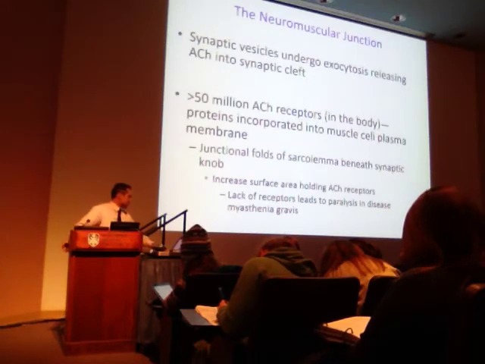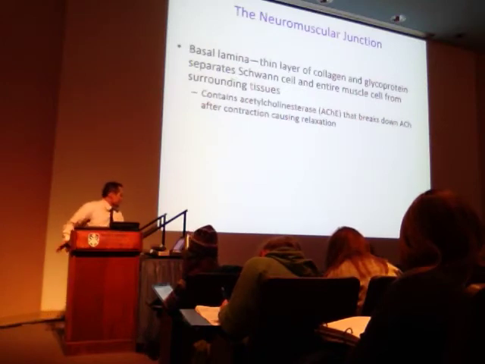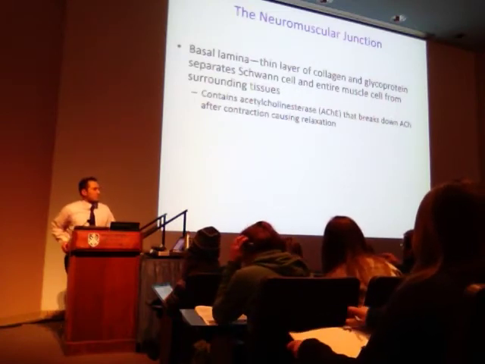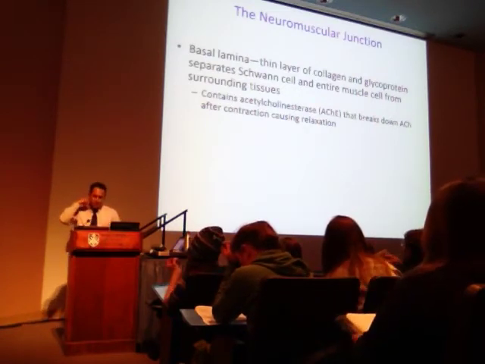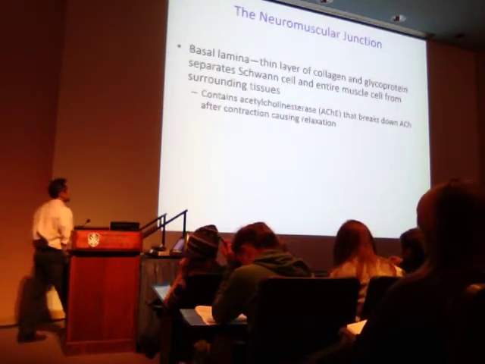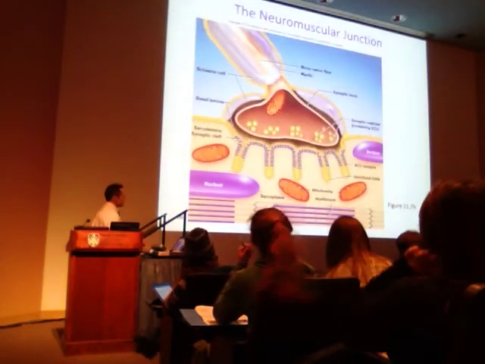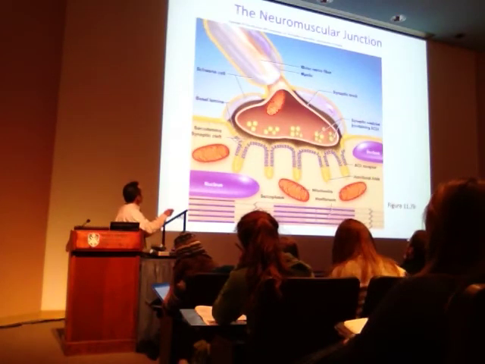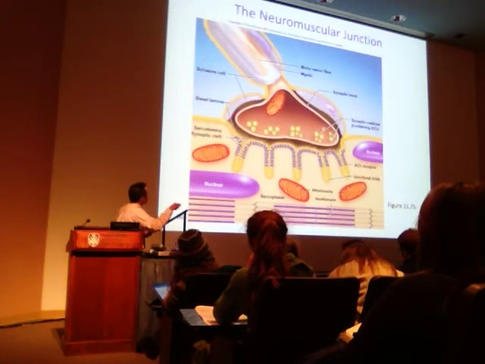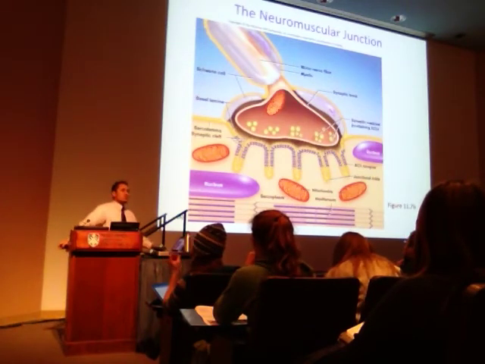Now our last structure that we need to kind of talk about is this basal lamina. The basal lamina is a thin layer of collagen and glycoproteins. Those are just proteins that are covered with sugar residues. And it separates the Schwann cell and the entire muscle from the surrounding tissues. Right? That's that membrane that I was talking about. So if you look at this basal lamina, I said the Schwann cell extends some additional membrane known as the basal lamina that contains or isolates and allows for that acetylcholine to stay there.